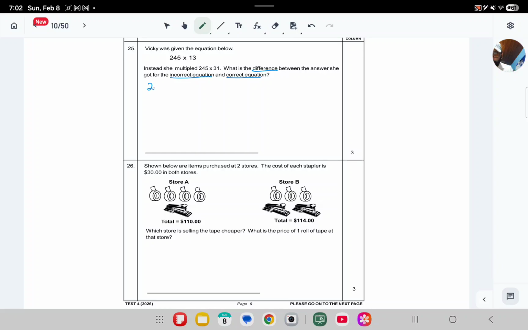So we know 245 multiplied by 13 is the correct equation, and that will give us 3,185. Now for the incorrect equation, 245 multiplied by 31, that will give us 7,595. Now I want to calculate the difference. The difference means to subtract. So 7,595 take away 3,185, and that will give us 4,410.